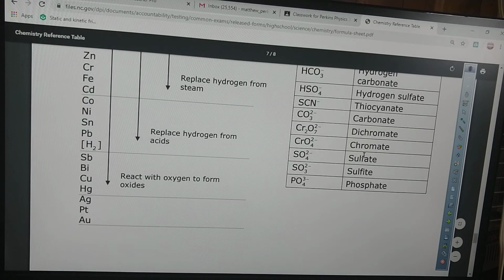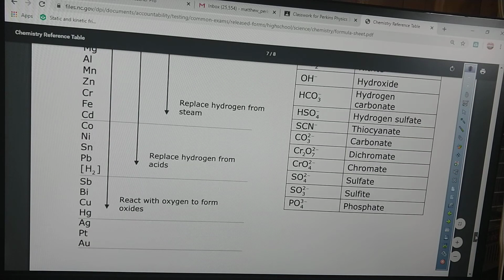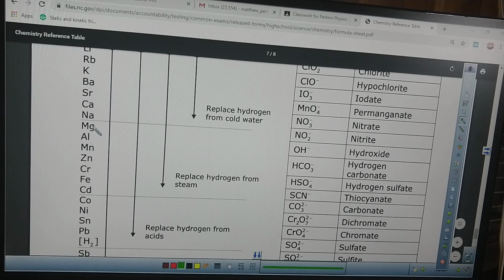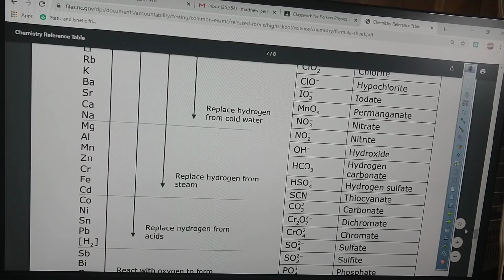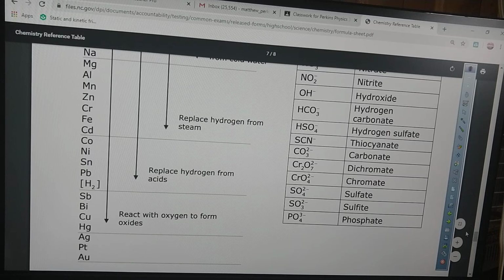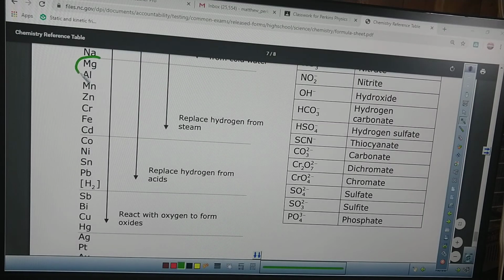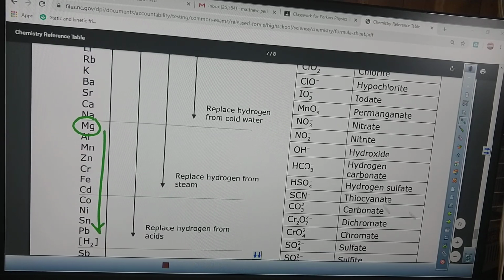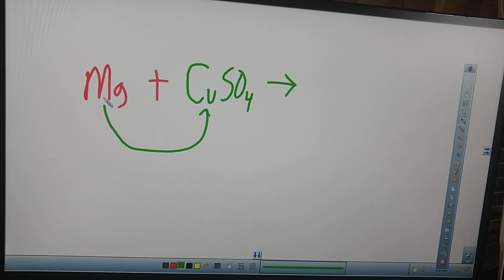Okay, no problem. We're going to look here on our tables. Here's magnesium. Magnesium's pretty high up the list. You see magnesium right here? And if we look down here, we will see way down that copper is actually lower than magnesium. Look, here's magnesium right here, and copper is all the way down here. So magnesium is much more attractive than copper, okay? So we would expect a chemical reaction to happen here. So the magnesium will replace the copper.